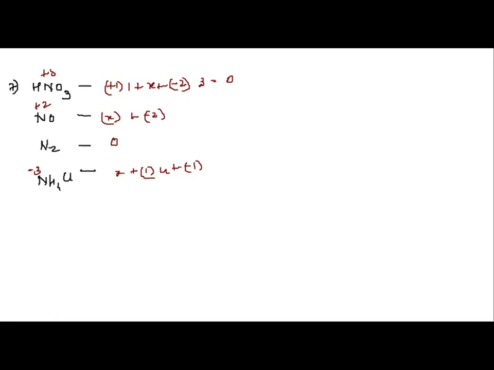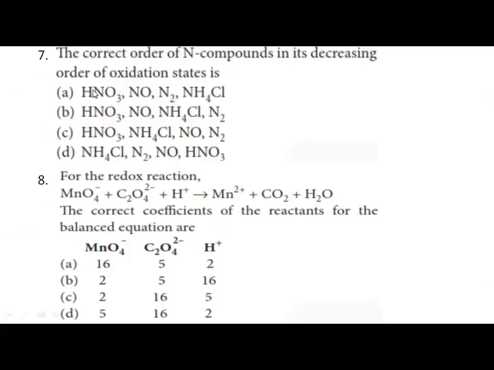So highest is what? Highest is HNO3. So HNO3 is highest. Oxidation state is plus 5. Then comes the second highest, NO, whose oxidation state is plus 2. Then comes N2, whose oxidation state is 0. Then comes NH4Cl, whose oxidation state is minus 3. Yes. So this is the correct decreasing order of the oxidation states of nitrogen in the given compounds. So which is the correct option? Correct option is option A. It is option A. Okay.